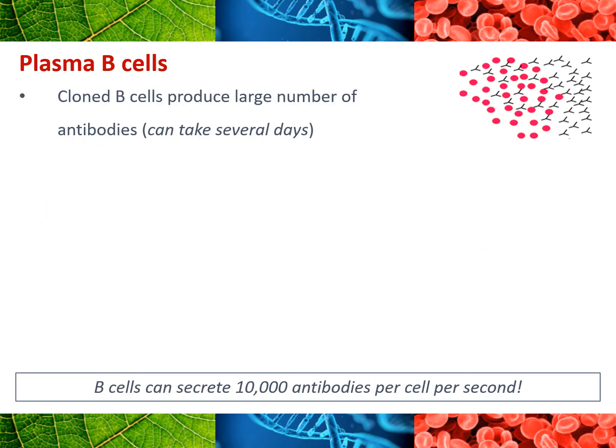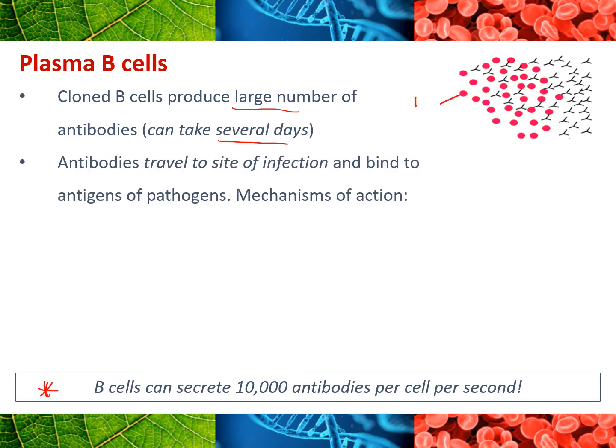So we need to talk a bit more about plasma B cells, and particularly these antibodies and how they work. Plasma B cells produce very large numbers of antibodies, and this is a very fun fact here: one B cell can secrete 10,000 antibodies per cell per second. This process of the selection and then cloning and release of antibodies can take several days, which is generally why you might feel sick for a few days before you get better. It takes a bit of time for your body to produce this response.